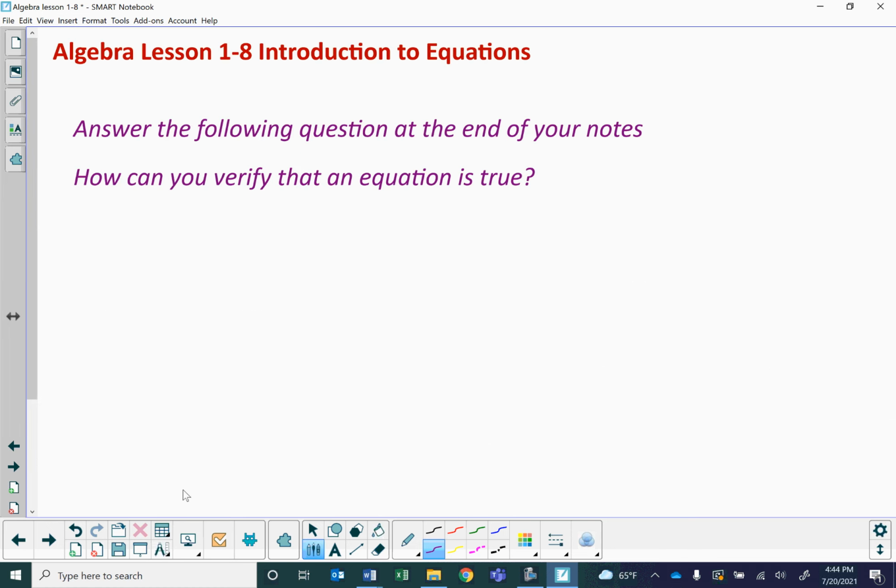And our question for the day today. How can you verify that an equation is true? So how do you verify that an equation is true? Please answer that at the end of your notes.